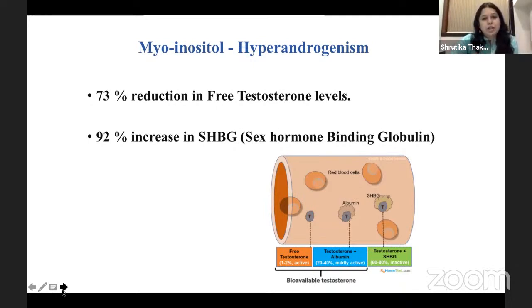We need to counsel our patients better. We need to tell them this physiology, how myo-inositol is acting, and we need to tell them to be patient, hang in there, and it will work. And that simple act is going to make your patient more compliant.